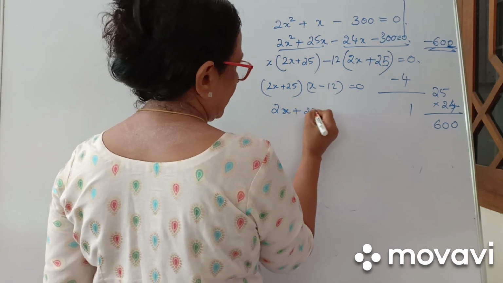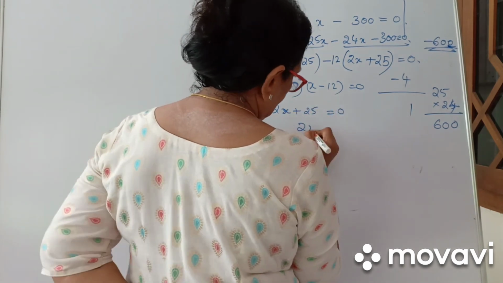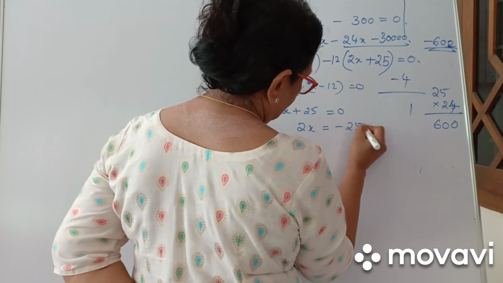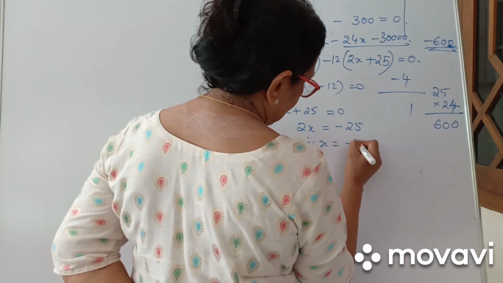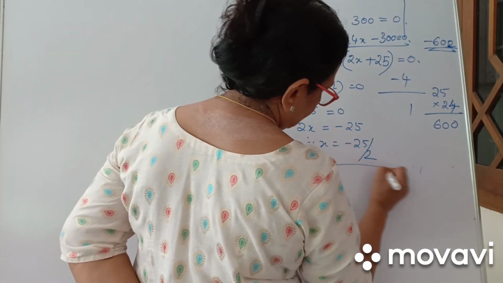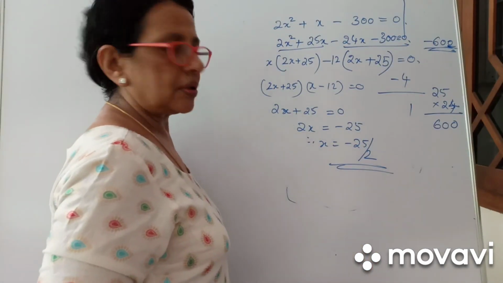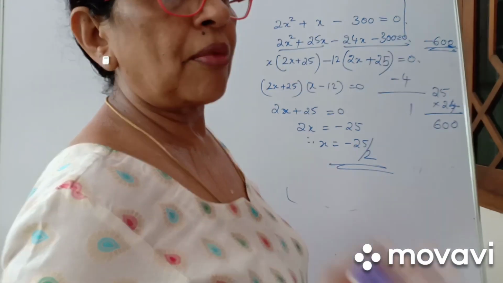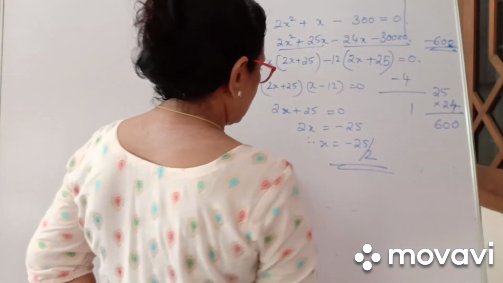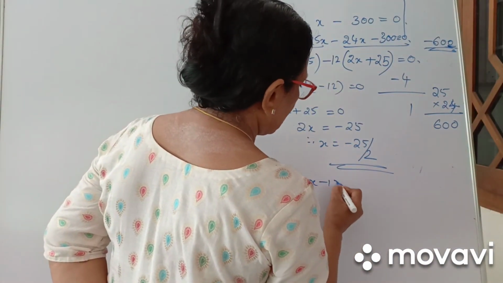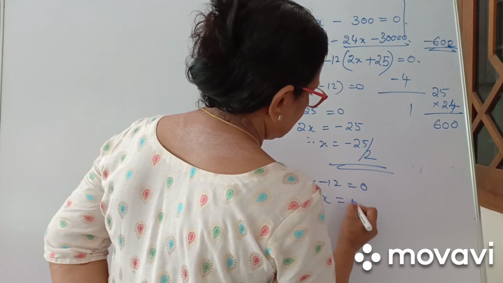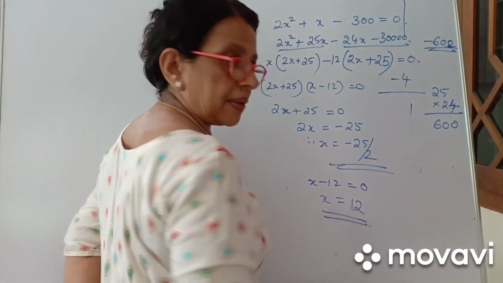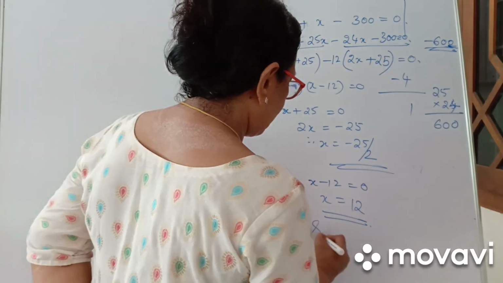2x plus 25 equal to 0. 2x is equal to negative 25. Therefore, x is equal to negative 25 by 2. This is your answer. One root. Leave it this way only. Don't make it into decimal form or mixed fraction. Next one is x minus 12 equal to 0. X equal to 12. Okay. So solution, right?